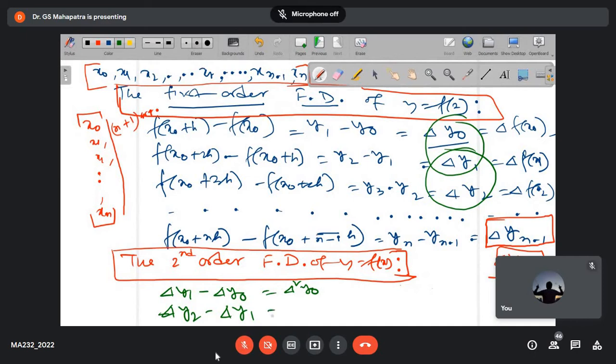Okay, fine. So del 2 y1. In this way you can find what will be the final one. This is the notation, del 2 y0 and del 2 y1, and the differences are this one. Differences of first order is the answer for the second order differences. So now the final one.